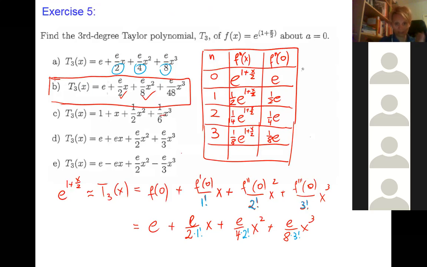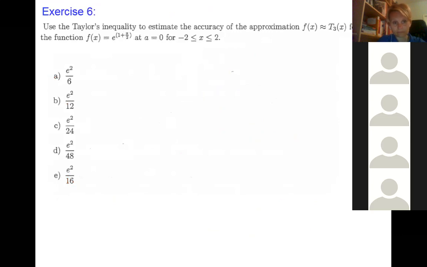Okay, you can see this is a perfect example of how we can get the Taylor polynomial. We have to find all of these values, and you can see I wrote the expanded form of this formula. Okay, let's see the next question. Now, use Taylor's inequality to estimate the accuracy of this approximation. Yes, just from the question that we did.